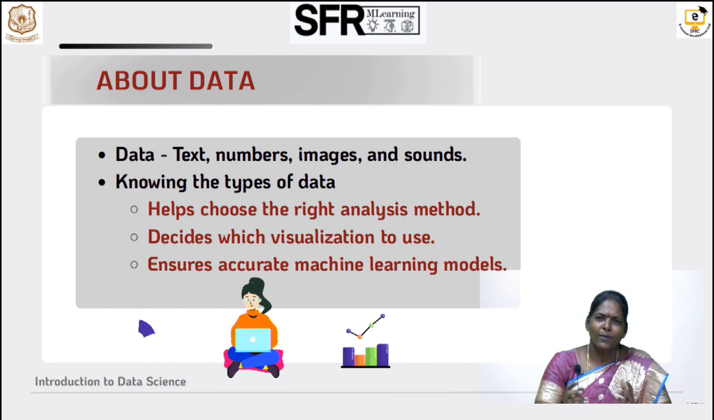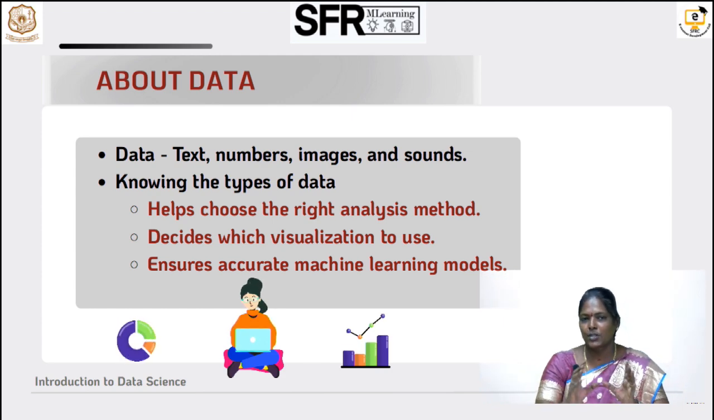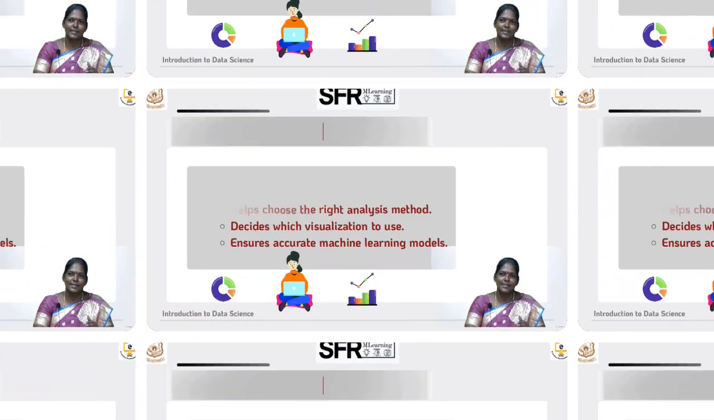So then why do we have to know the data types? If we know the data type, then it helps us to choose the right analysis method we can use. Also it decides which visualization tool and which chart we can use to depict our data. Also it ensures the accurate machine learning method that we can use for solving our problem, isn't it? So let me see them.